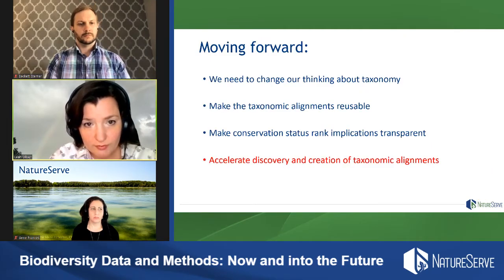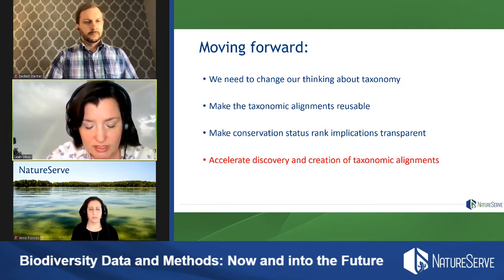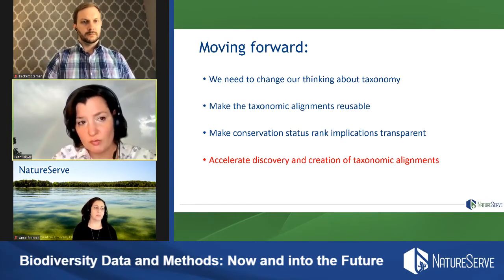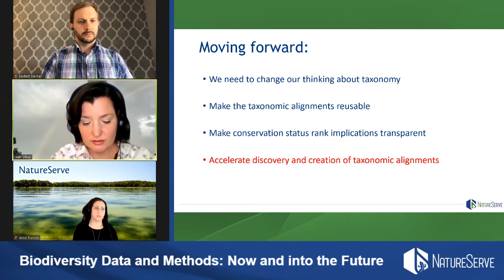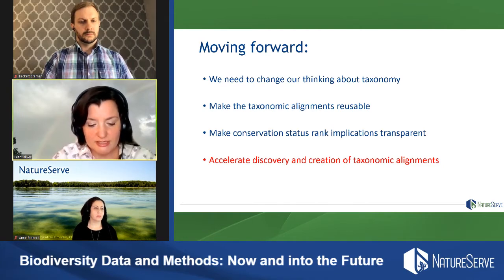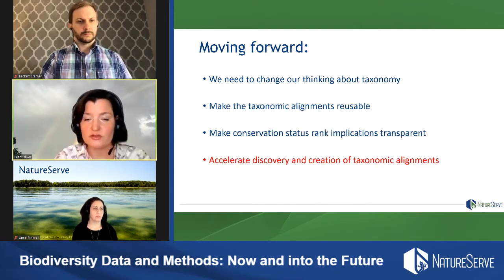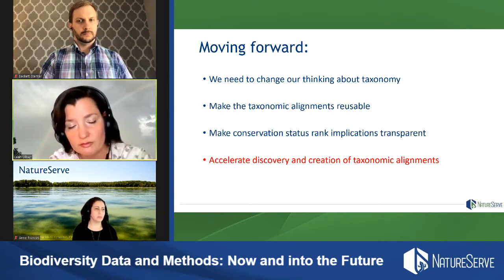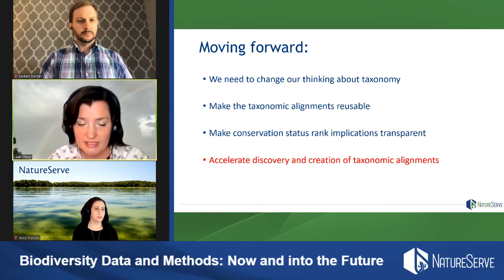So how do we move forward from this? Well, we need to change our mindset about taxonomy, especially where species complexes are concerned, because we do have the ability to show where there is uncertainty in a clear way. We also need to make the data more transparent to data users and help them choose which taxonomic treatment is right for them, because taxonomy is similar to other types of data in that it is fit for use.